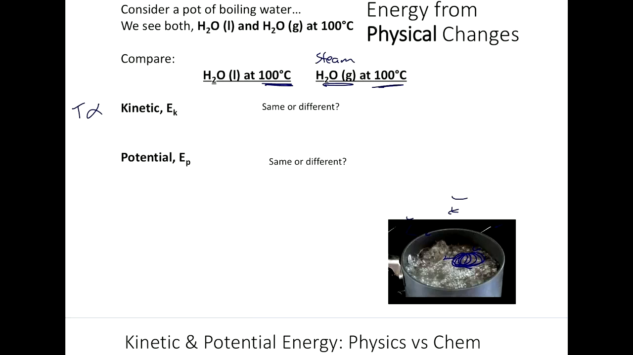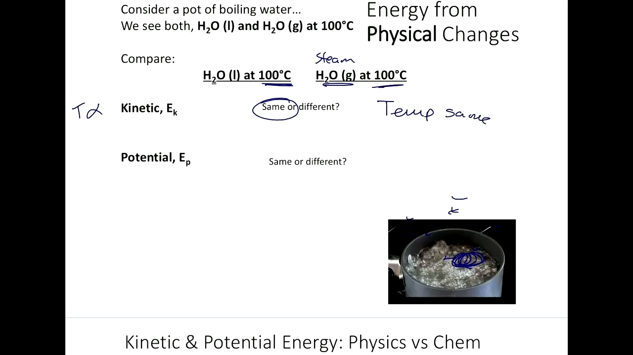Remember how chemists define kinetic energy. We care about what? The temperature. So what's special about the water here and the steam? They're both at the same temperature, so how are their kinetic energies related? They're actually the same. Yes, their kinetic energies are the same here, because the temperatures are the same.